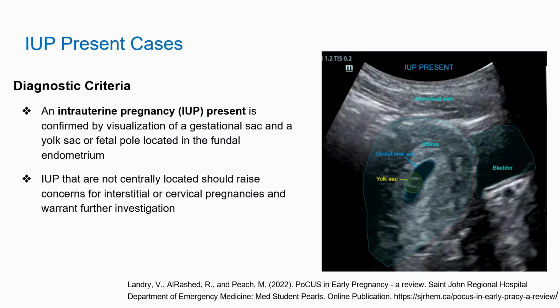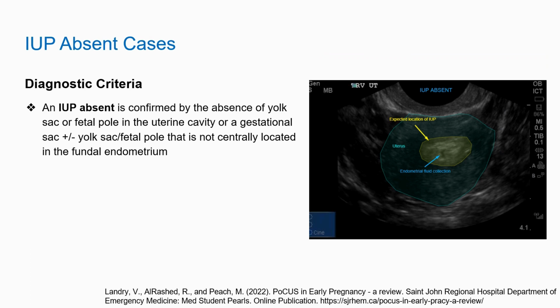An IUP present case is confirmed by visualization of a gestational sac and a yolk sac or fetal pole located in the fundal endometrium. A particular note is that when an IUP is not centrally located in the fundal endometrium, it should raise concerns for an interstitial or cervical pregnancy, and these warrant further investigation. In contrast, an IUP absent case is confirmed by the absence of a yolk sac or fetal pole in the uterine cavity, or a gestational sac or yolk sac that is not centrally located in the fundal endometrium.